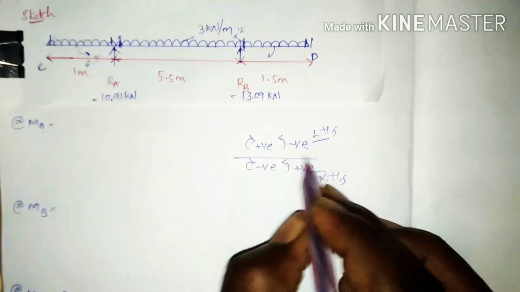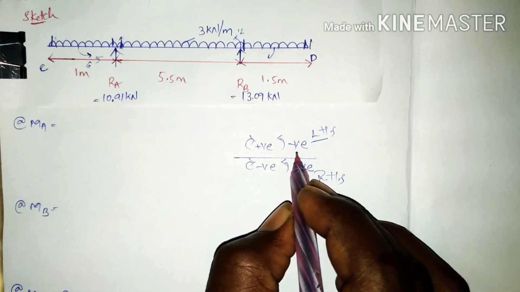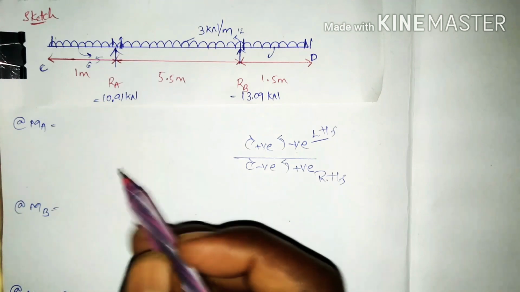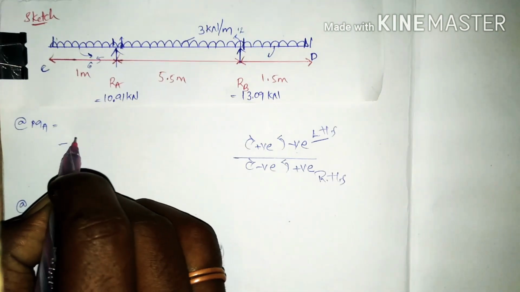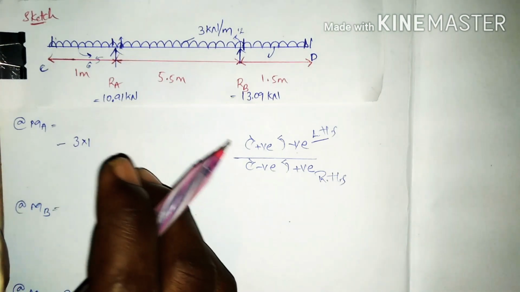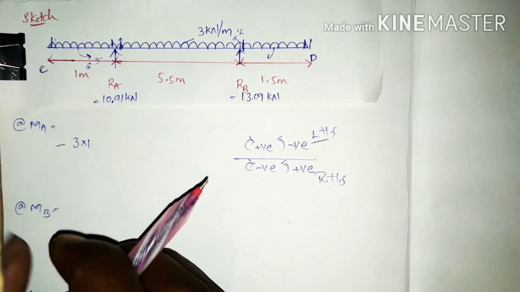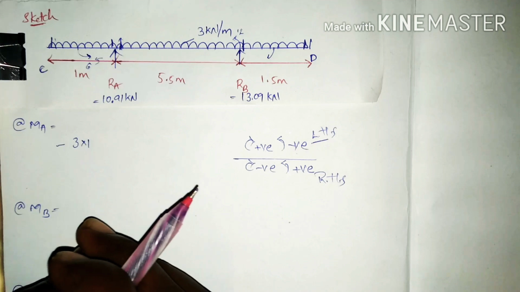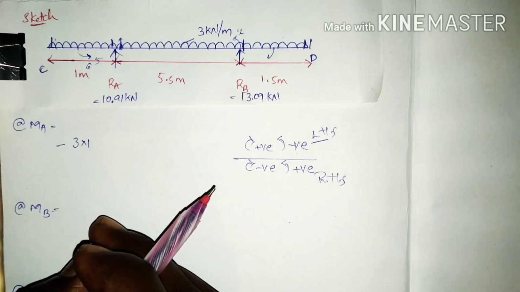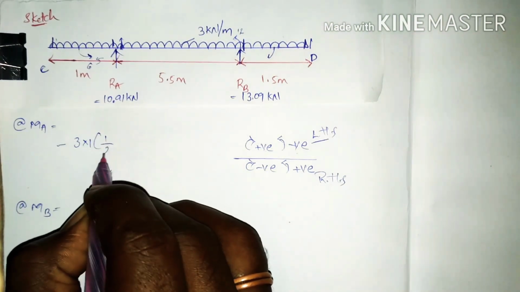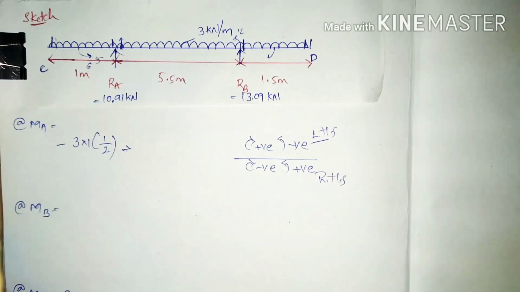Clockwise is positive, anticlockwise is negative, and this UDL is taking the moment in the anticlockwise direction, so it is negative. The value is 3 into 1, converted to a point load because the UDL acts only for 1 meter. The magnitude of the UDL is 3, multiplied by 1, converted as a point load. Then taking the moments from the midspan of the 1 meter, that is 1 by 2, the value is going to be minus 1.5 kilonewton meter.